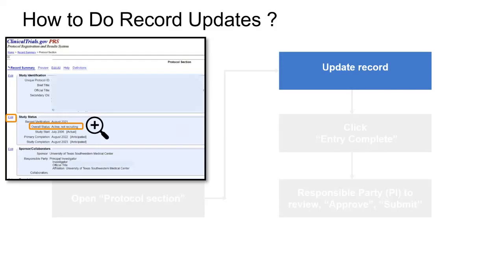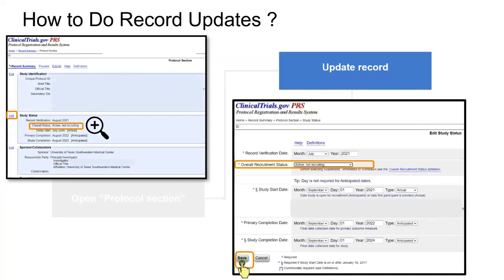This is a slide showing an example of an overall recruitment status update. You would need to click Edit to go into that specific section. As shown in this bottom image, you would click on the drop-down arrow to update the overall recruitment status of the trial. This would need to be made within 30 calendar days after the change has occurred.